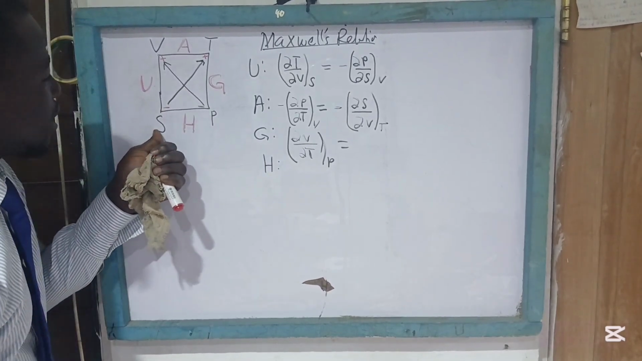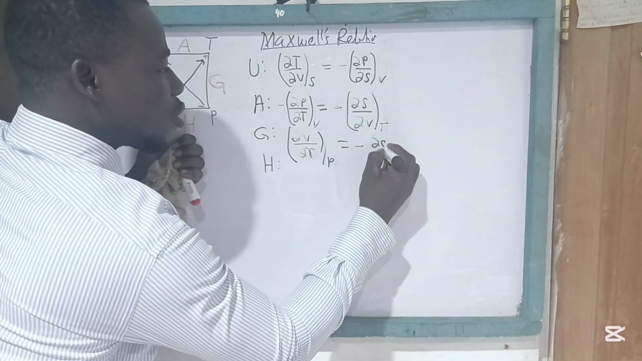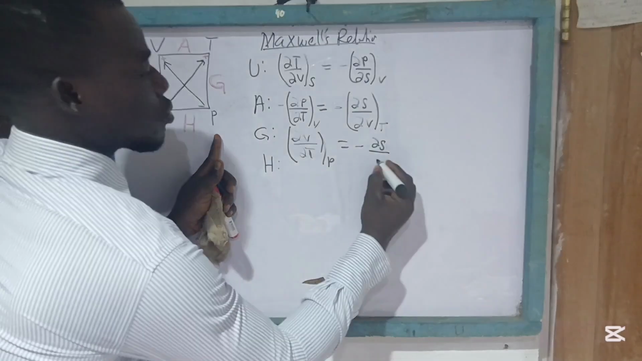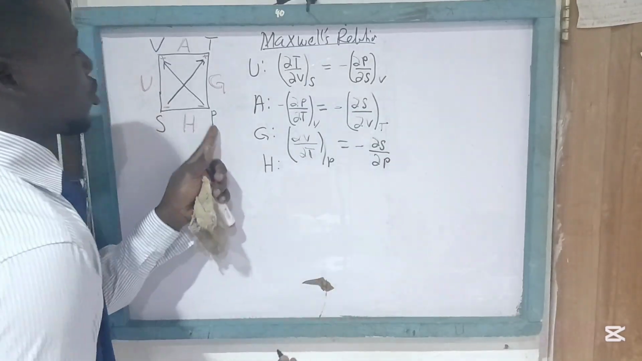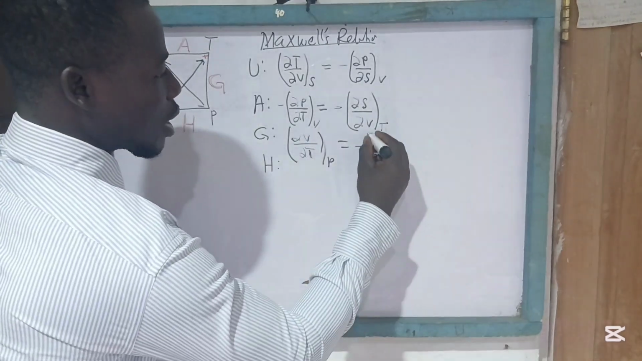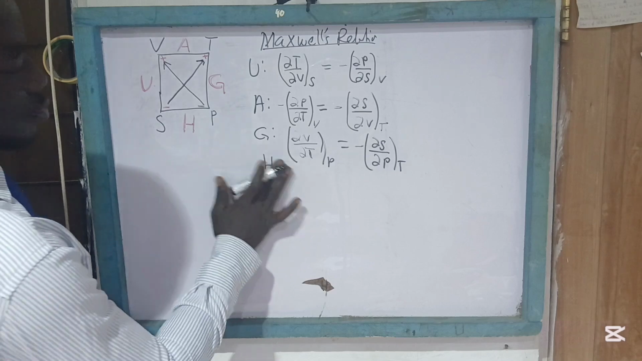So the partial derivative of s is negative. S starts with negative, so negative partial derivative of s out of, you jump the red one, partial derivative of p. We are up to g, so the one after g becomes our constant, which is t. So into bracket t.